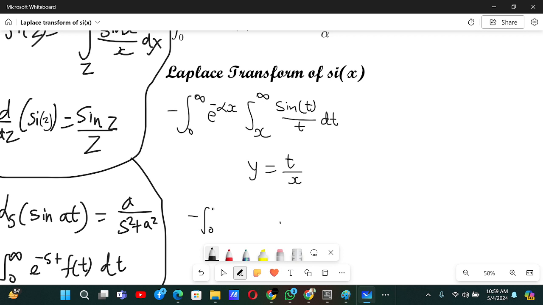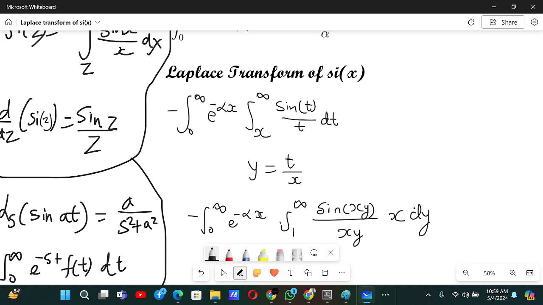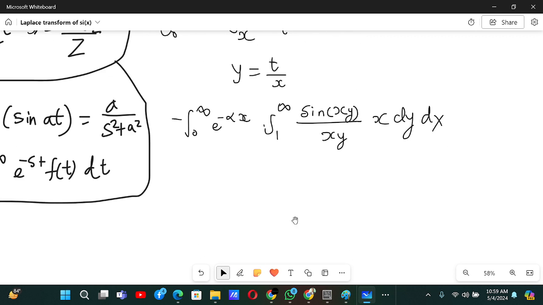Integral from 0 to infinity of e to the power minus alpha x. Now the integral from 1 to infinity, sine of t is sine of xy, t is xy, and dt is x dy. And I also forgot dx over here, just a dx. Now we can see that the x cancels out.